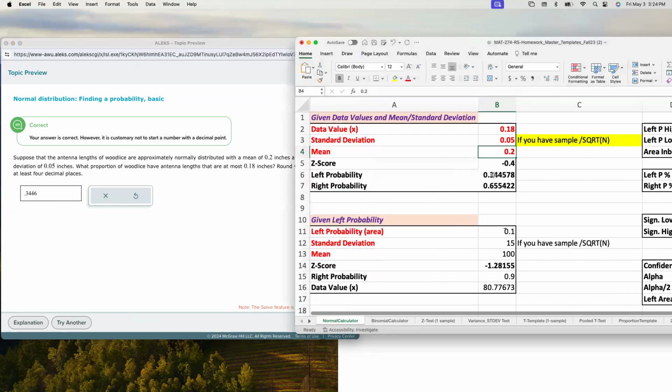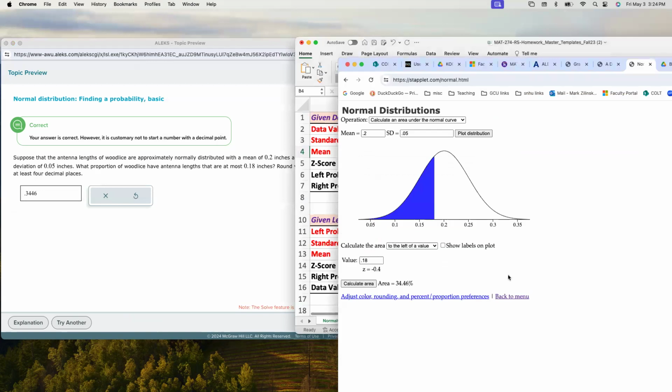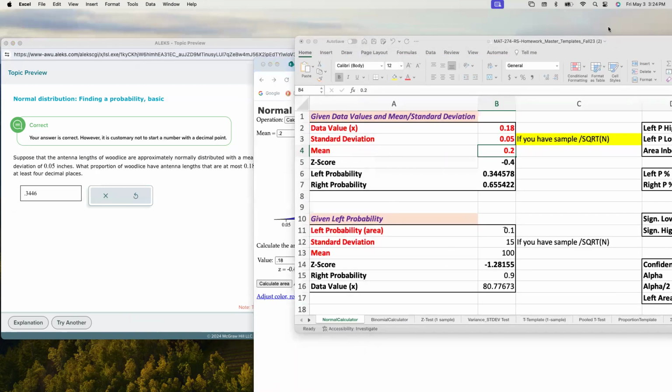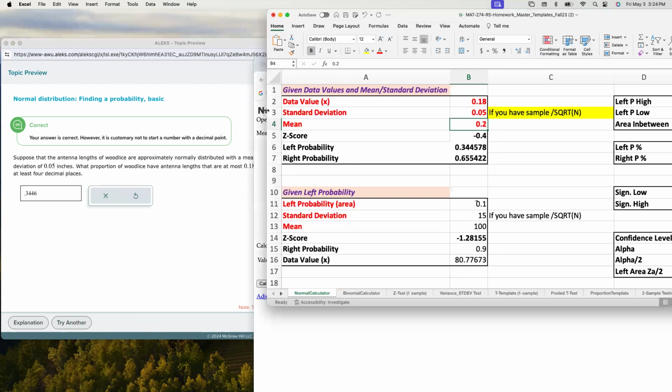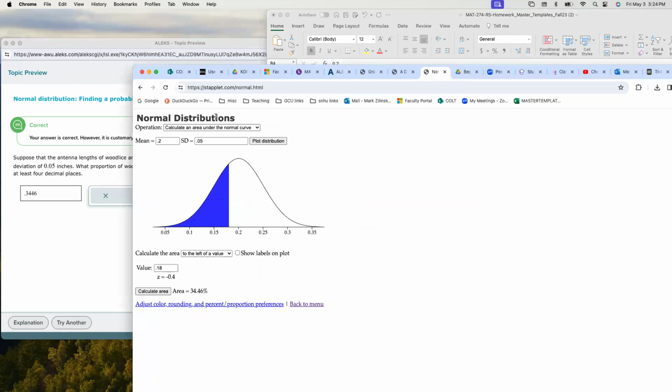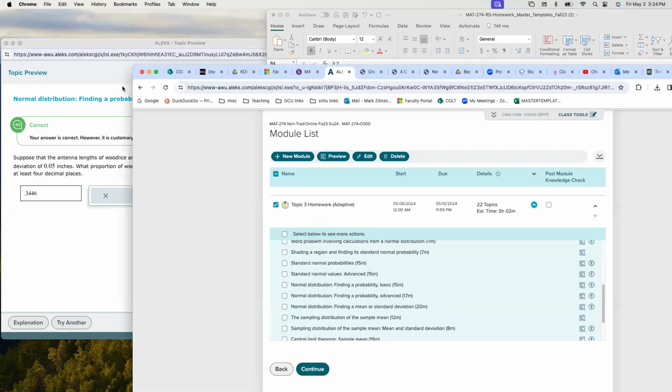This kind of does some stuff for you. And like I said, this actually gives you a pretty good picture of what's going on. So let me try to situate these things again. So, okay. All right. So that's one of those. So that was the normal distribution, finding a probability, advanced.